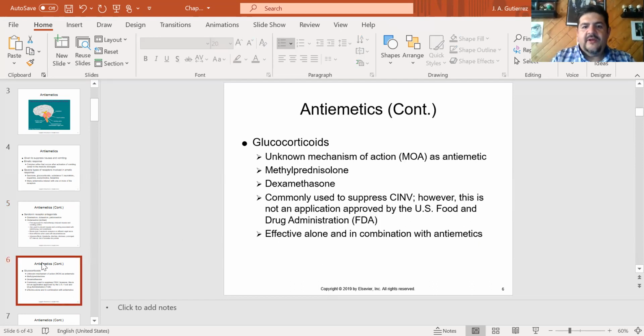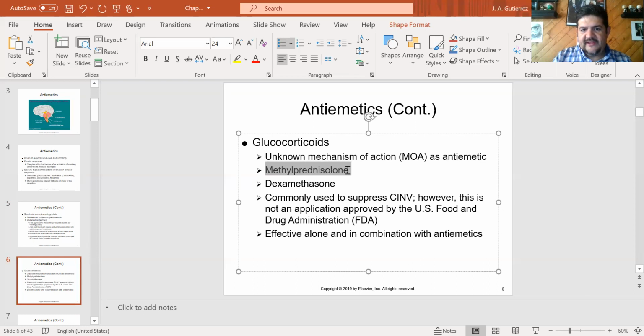Moving forward, regarding glucocorticoids, they don't know exactly how they block this mechanism. They think that by lowering the glucose levels of the neurons, the neurons are unable to respond to the stimulation. But like I mentioned in a previous chapter, glucocorticoids end in one. So we have methylprednisolone and dexamethasone.